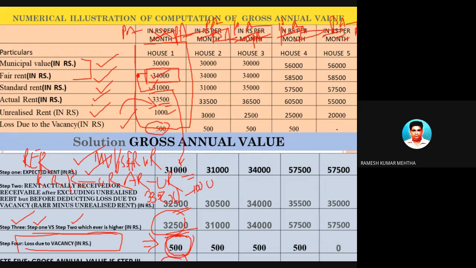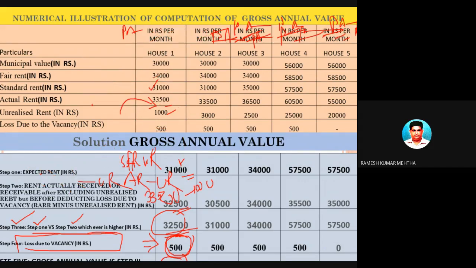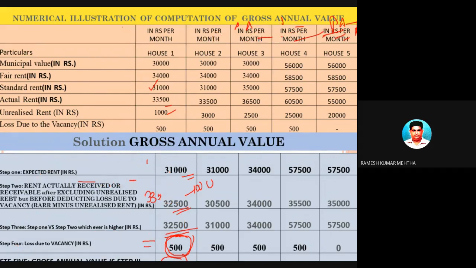Now let's find out the gross annual value of the second house property. Let's calculate the gross annual value of the second house property. The details are given. The municipal value is 30,000 for the whole year.